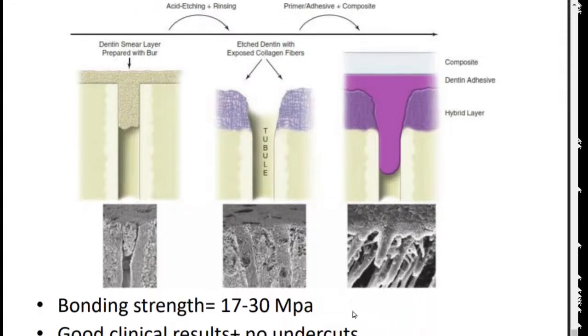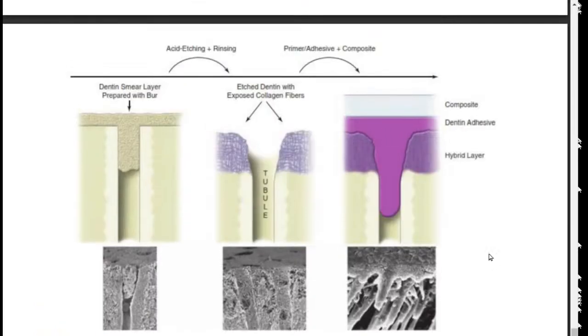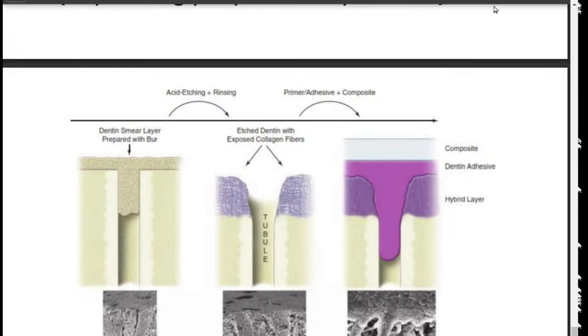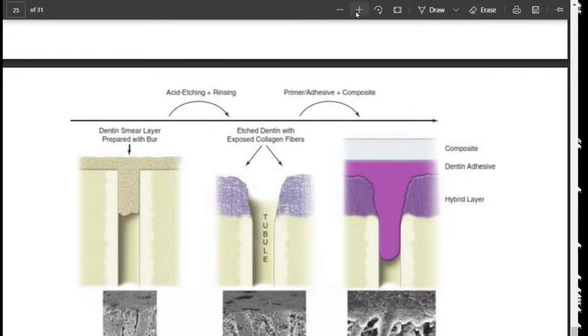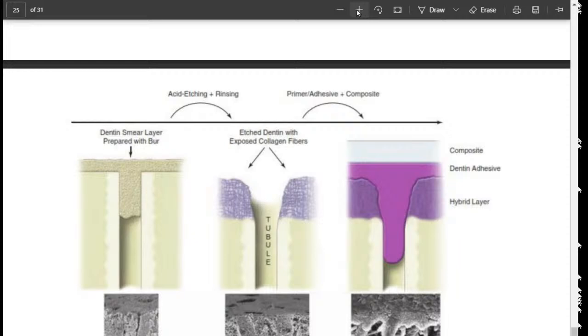This is the picture that explains the bonding strength, which is between 17 and 30, which is optimal. Next, good clinical results, no undercuts. The only problem is that it includes many steps, 3 steps, which requires more time and more possibility of making mistakes.